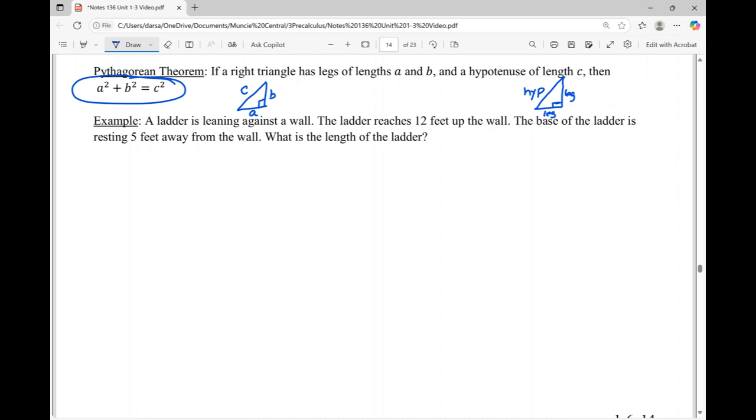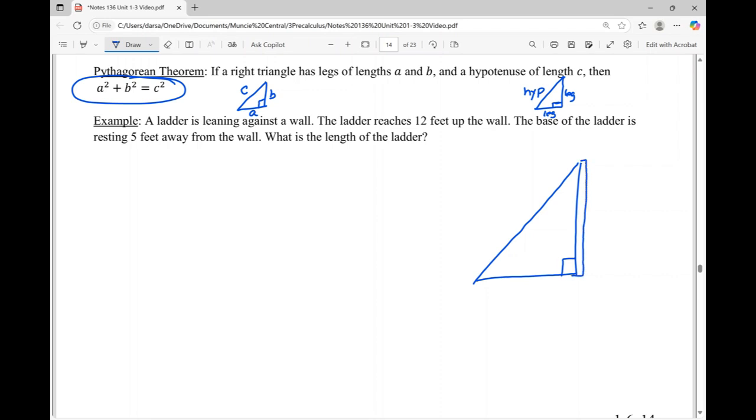Let's look at this next example. A ladder is leaning up against a wall. The ladder reaches 12 feet up the wall. The base of the ladder is resting 5 feet away from the wall. What is the length of the ladder? So this is a pretty straightforward question, but just remember we do know the Pythagorean theorem and we can apply it to other things. So here's the wall right here.